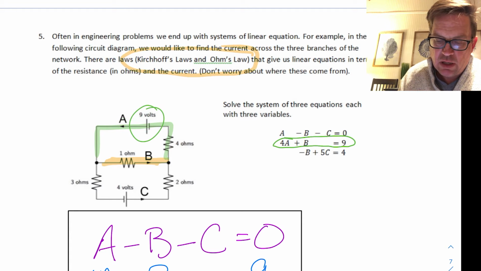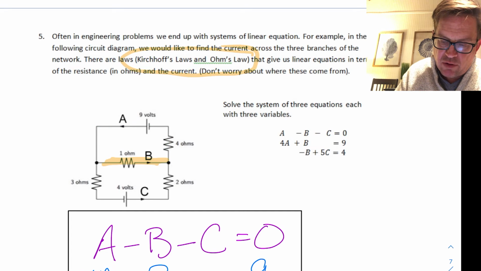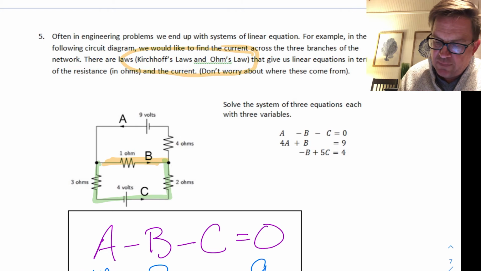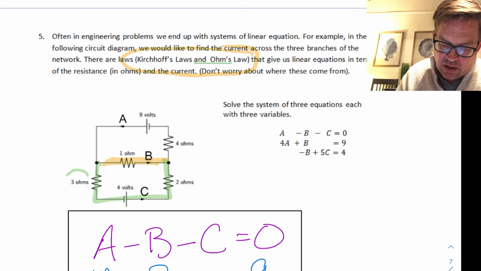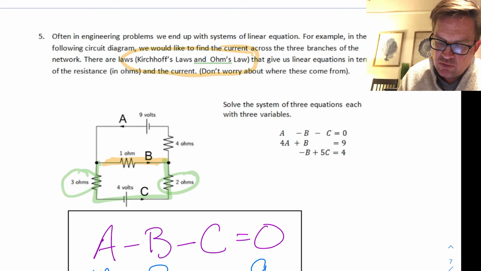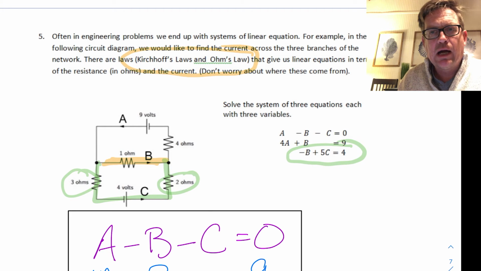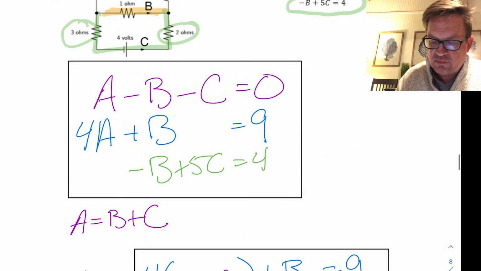I've written it down. And then there's another one where you have the bottom circuit, where you might have B and C. And again, I've got 1B, and I've got, over here, 3 resistance plus 2 more resistance, that's 5, and that has to equal a total of 4 volts. I'm not even pretending I understand the physics and the electrical engineering of it, but we'll just go with it. We get an equation like that.